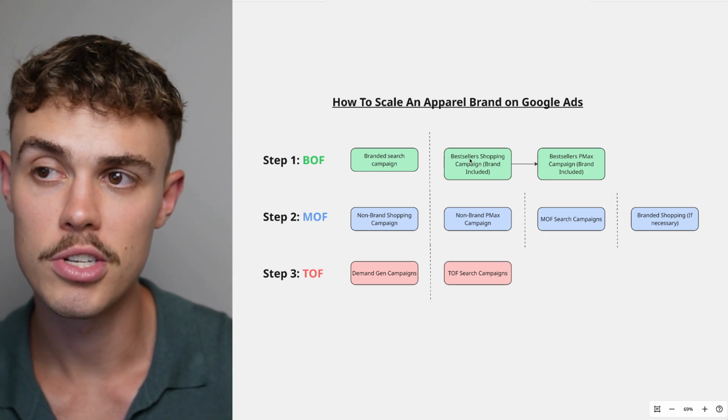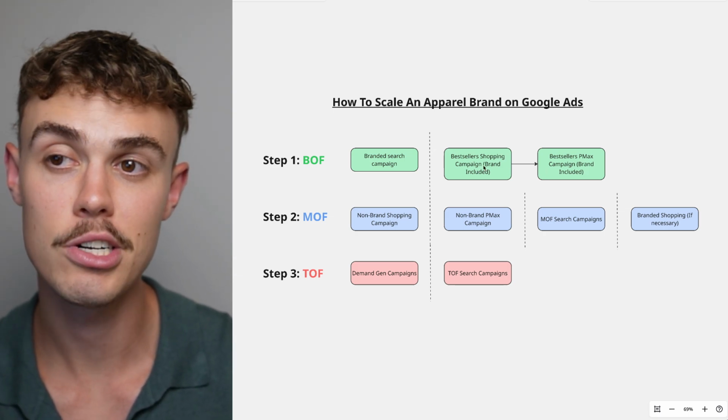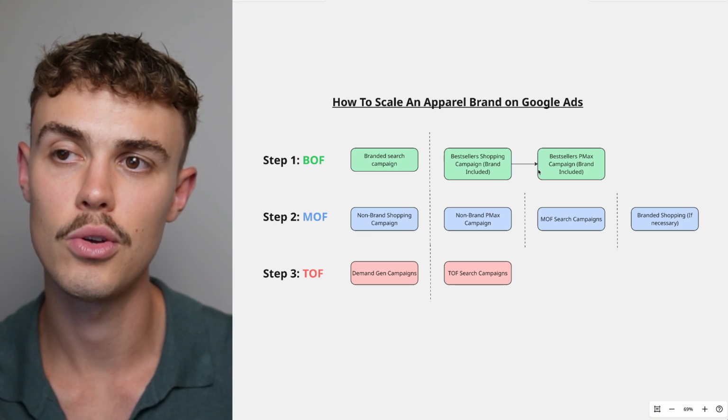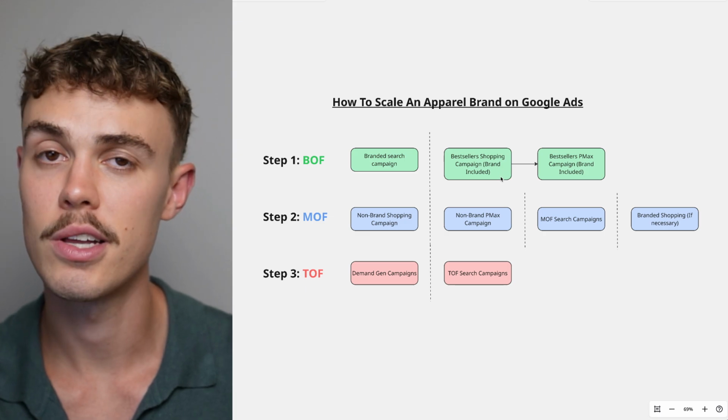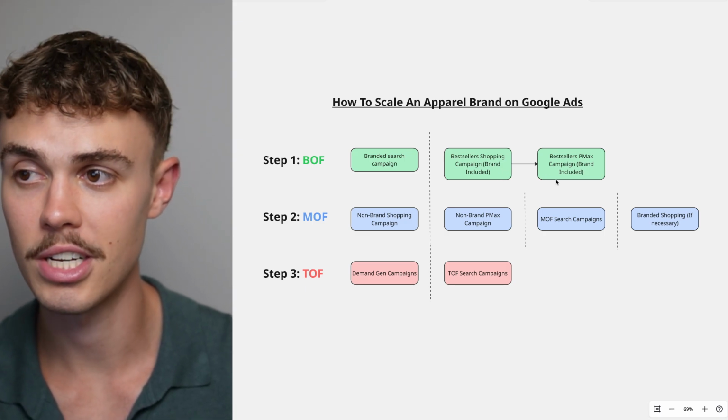But all that said, you just need a bestseller shopping campaign and then potentially upgrade to a PMAX if you think you can get better performance out of it. I recommend testing both, run them both, and see which gets you better performance. If you get better performance with a PMAX, just stick to that.